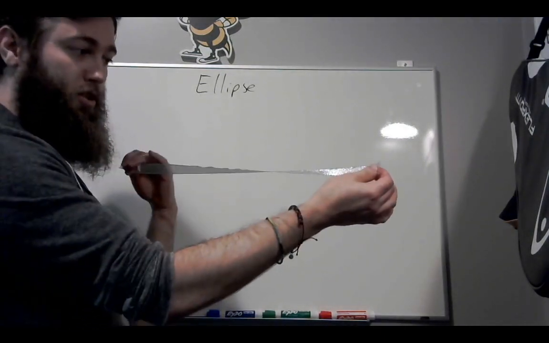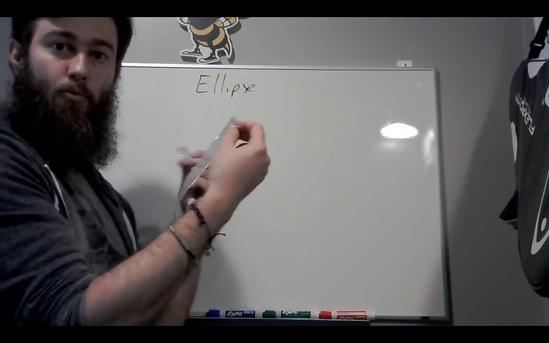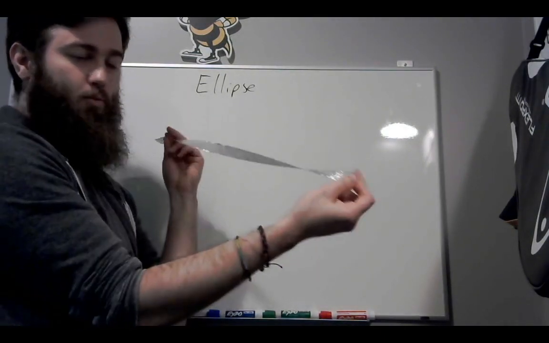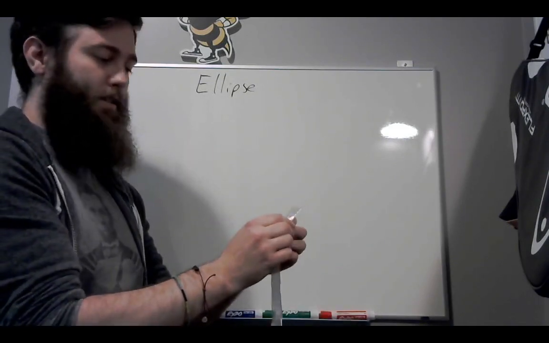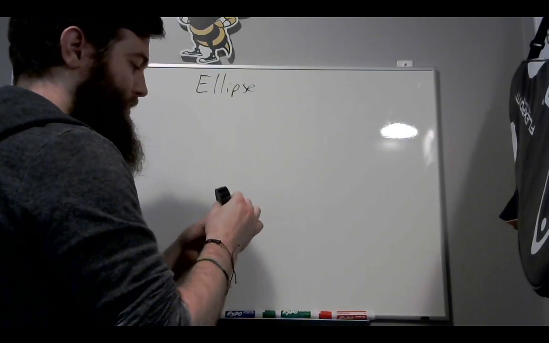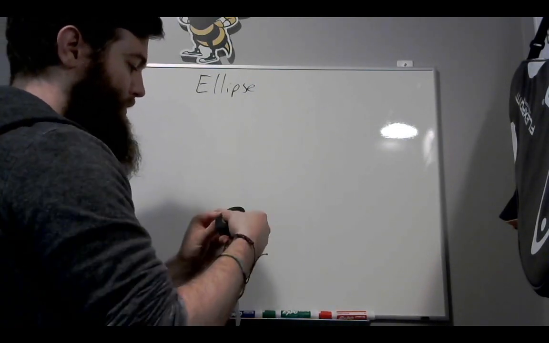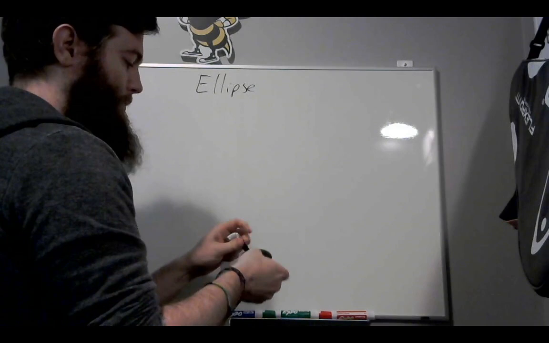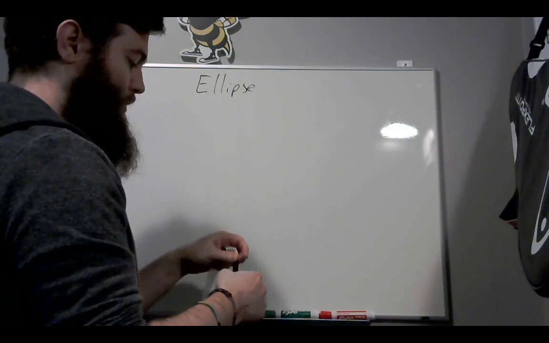So again, I'm going to start by showing you an example of how to make an ellipse. I have this ribbon. I didn't have any string, that's still at school. So I'm going to take these two ends of the ribbon and label those my focus points.